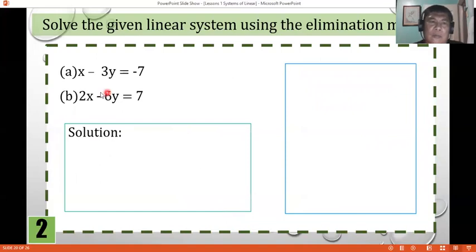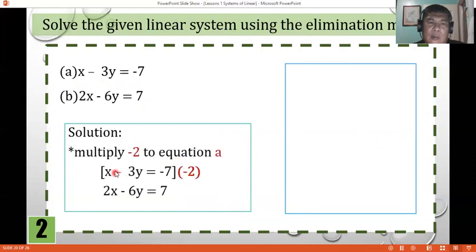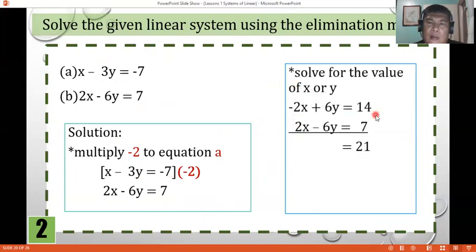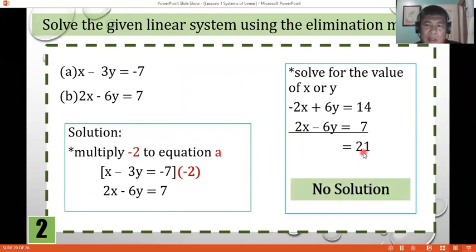Another example. Okay? Ito naman yung isa. Ito yung solution natin. Multiply again by 2. Ito yon. Kapag multiply natin 2, magiging ganito siya. 0 ito, 0 din ito. 0 is equal to 21. Tama ba yun, class? So, 0 is not equal to 21. Definitely. So, ibig sabihin, wala tayong solution dyan. Because 0 is not equal to 21.